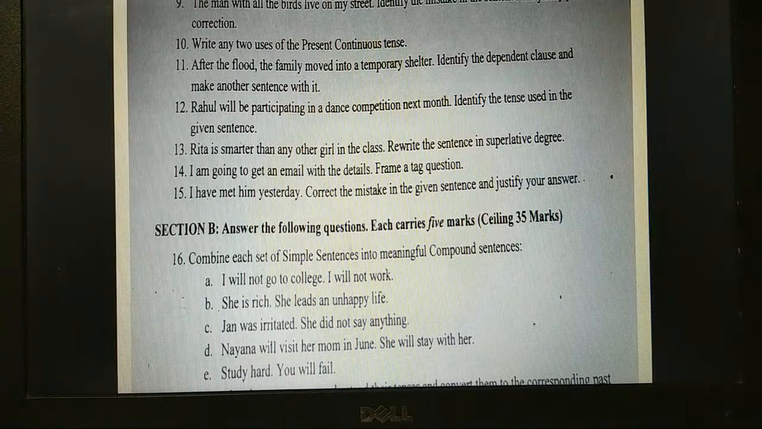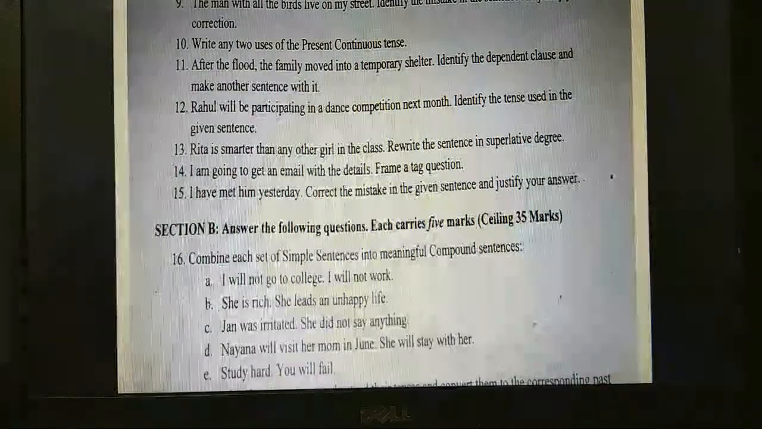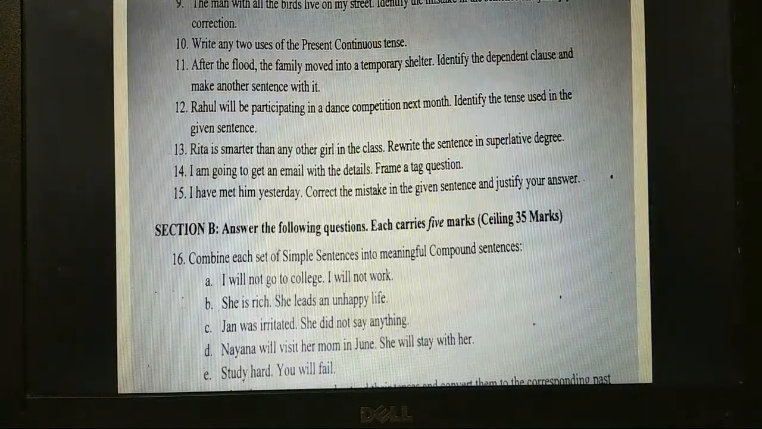Okay, now we have to make a new sentence. Identify the dependent clause. Dependent clause is after the flood receded, and make another sentence with it. What is our new sentence? We will write a new sentence. So instead of the family moved into a temporary shelter, we need to have our own sentence, and we'll be writing like this: after the flood receded, the transport services resumed.